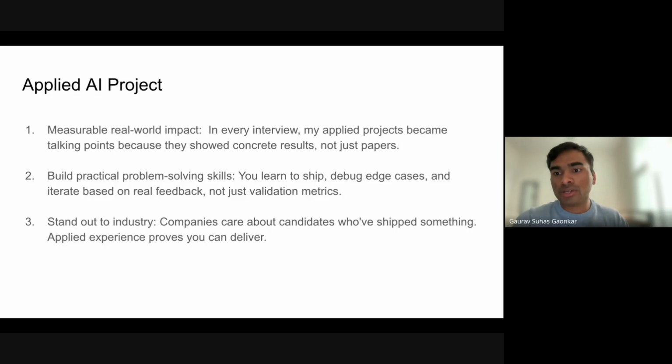Finally, applied projects make you stand out in the industry because they are looking for candidates who have shipped something. So do involve yourself in applied projects, because those are very beneficial.